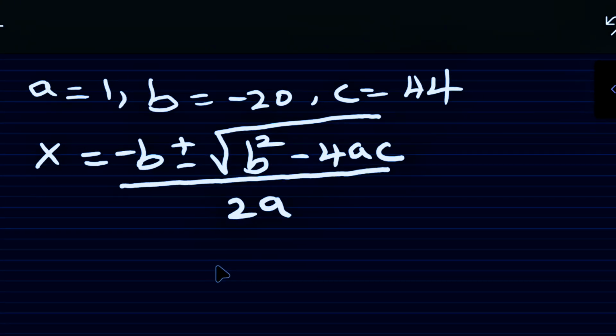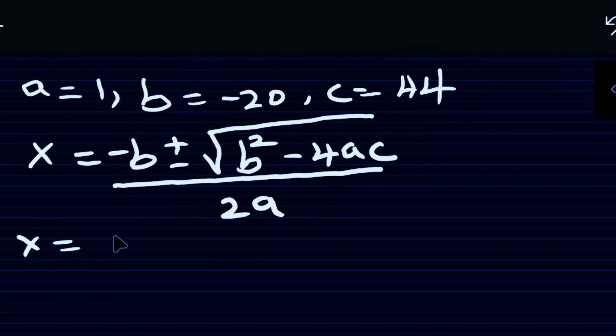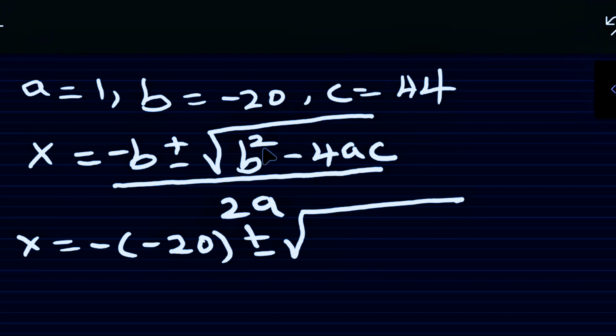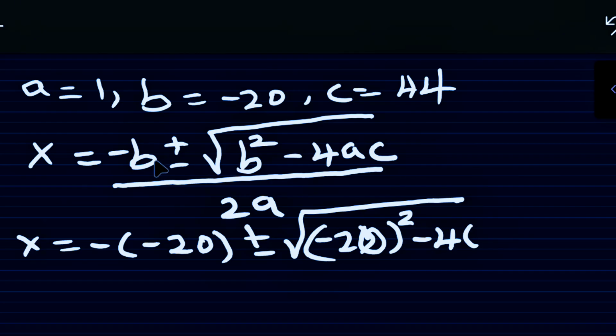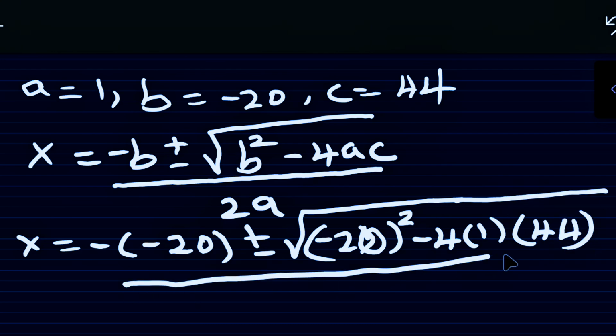Okay, so from here now let's substitute. We are going to have x equal to minus b. Remember that b here is minus 20, so we are going to have minus minus 20 plus or minus square root of b squared, which is minus 20 squared, then minus 4 times the value of a, which is 1, and the value of c, which is 44. Then we are going to divide everything by 2 times 1, because 2a is 2 times 1.